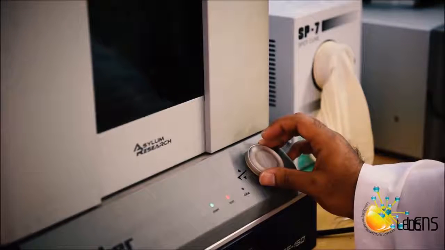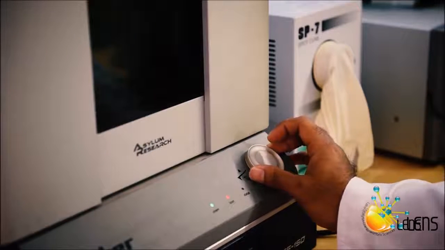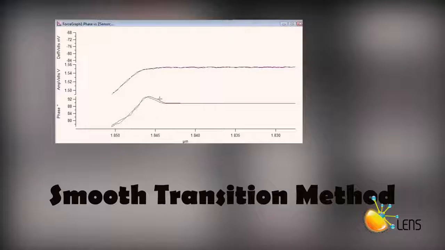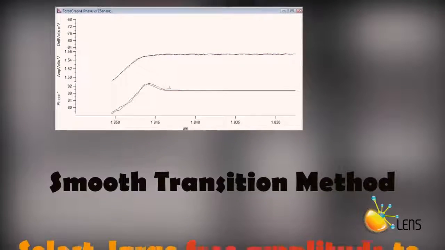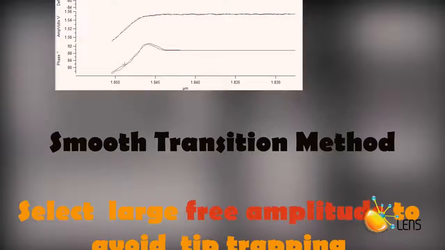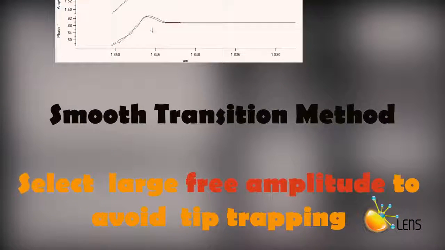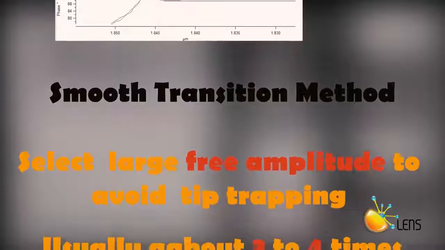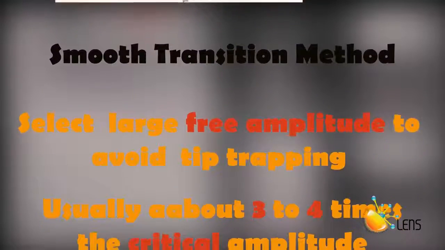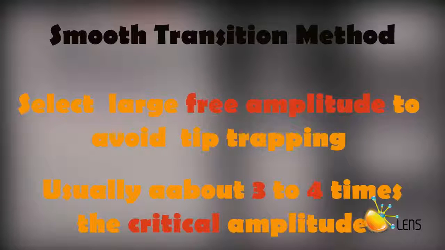So let us start taking data for force reconstruction. To do this, I will be using a method called the smooth transition method. Basically, what you have to do in this method is to select a large free amplitude for the cantilever tip so that it has enough kinetic energy to avoid trapping on the surface of the sample. Selecting a large free amplitude will also make it possible to access all the distances on the surface of the sample. So all you need to do is to use 3 to 4 times the critical amplitude.